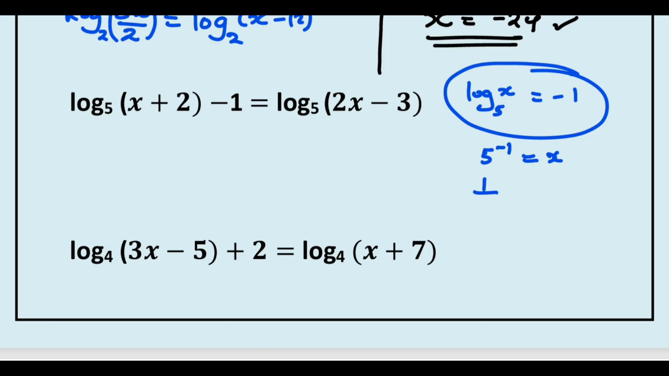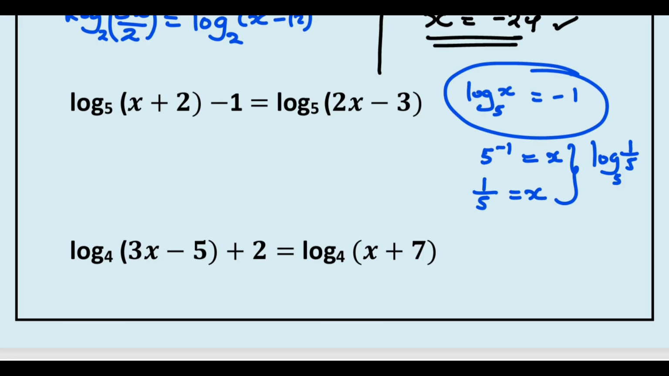This is going to be 1 over 5 is equal to x. So now our -1 will now change to become log 1 over 5 and the base is 5. That one is how we convert -1. And of course you can convert any other thing.